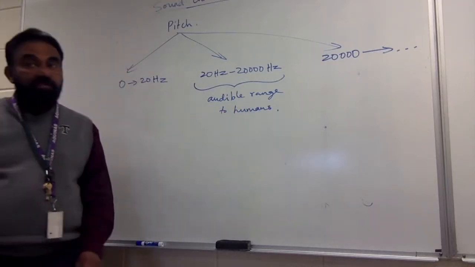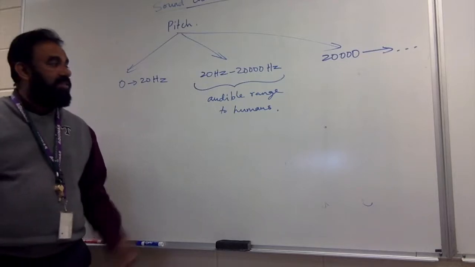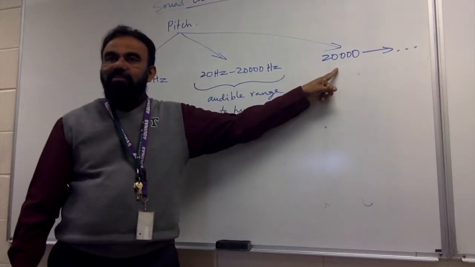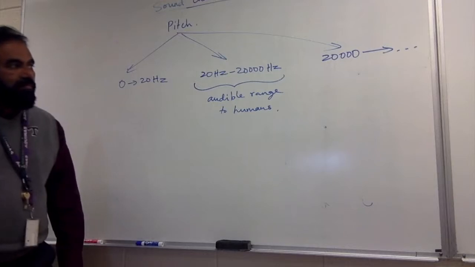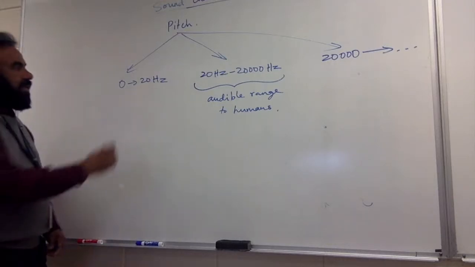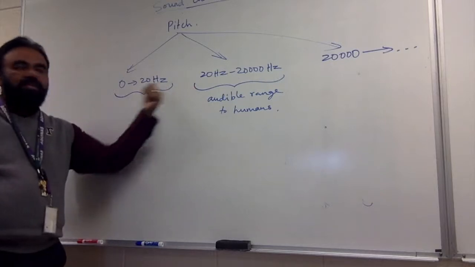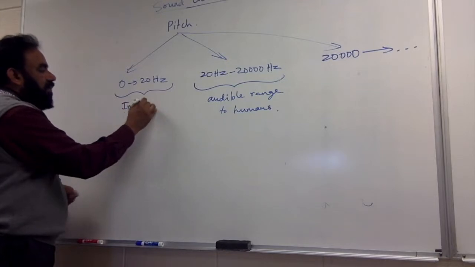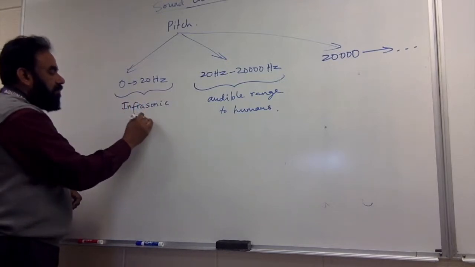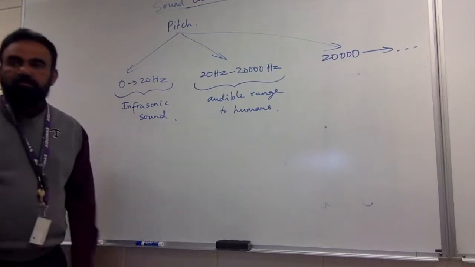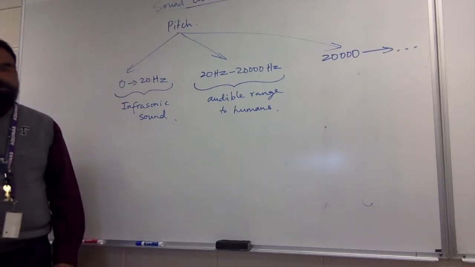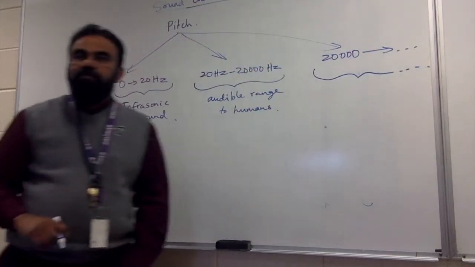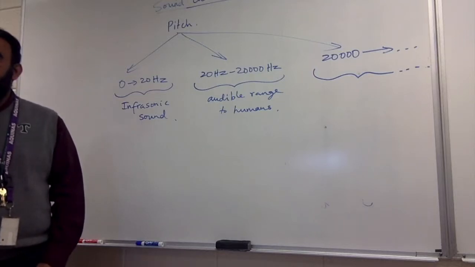Different creatures have different ranges. Dogs won't hear too low frequencies, but they can listen to a little bit of this higher side. Bats, dogs, and all that. Now this range, below 20 hertz, is something that we cannot hear, and this is called infrasonic sound. And that higher range, what is that called? Ultrasound.